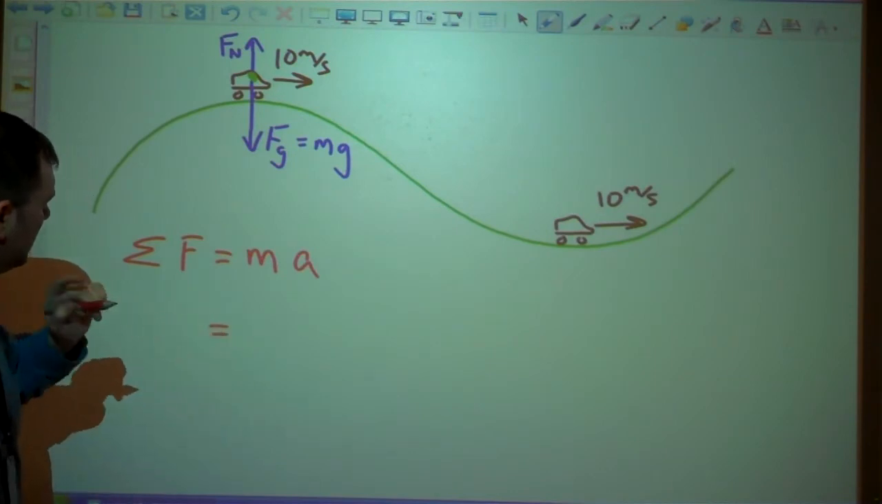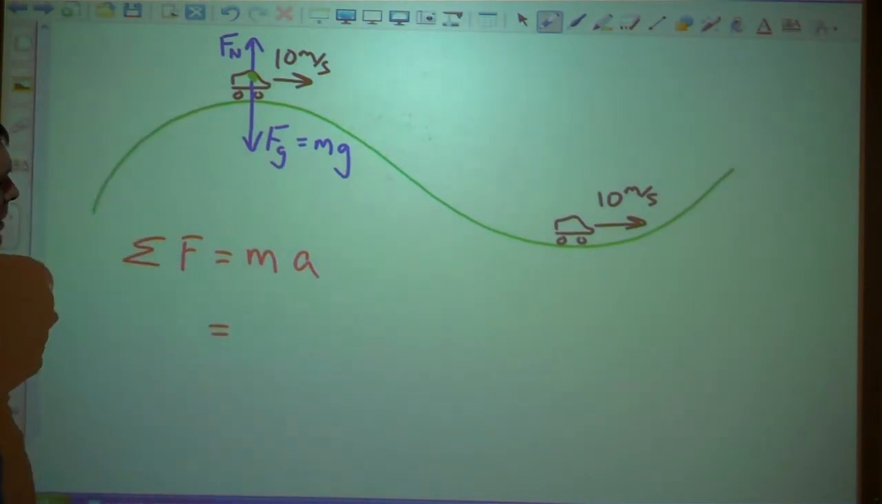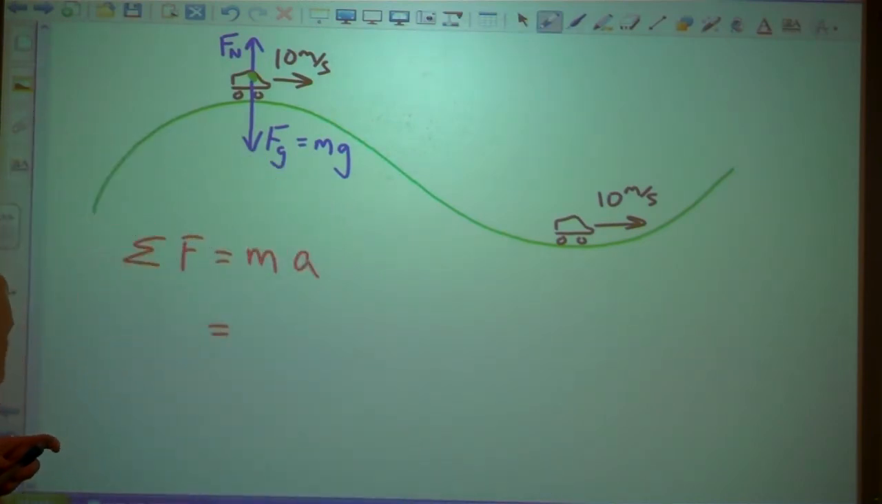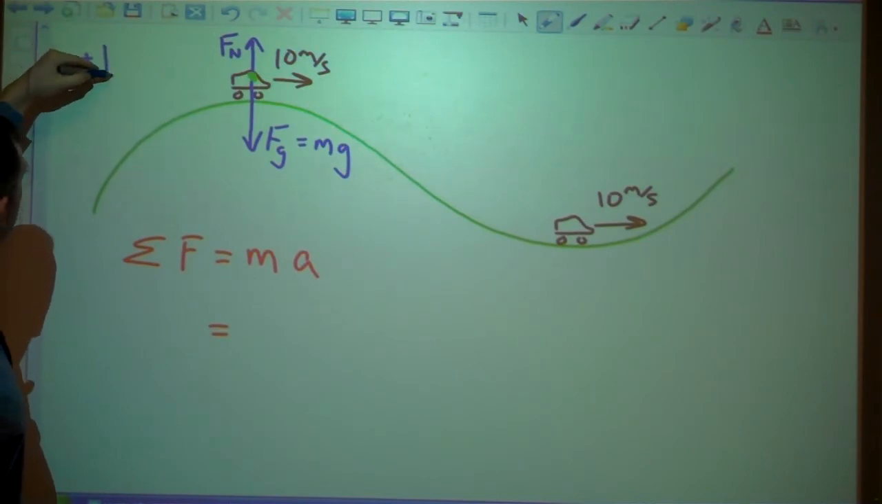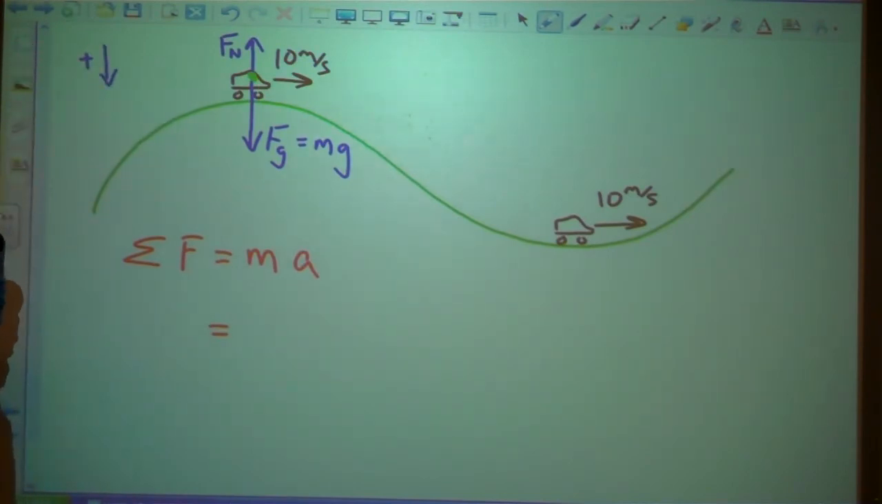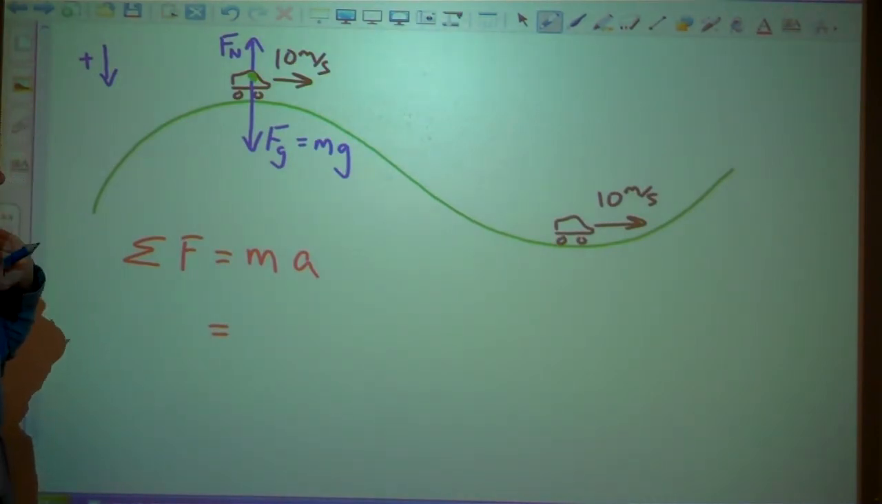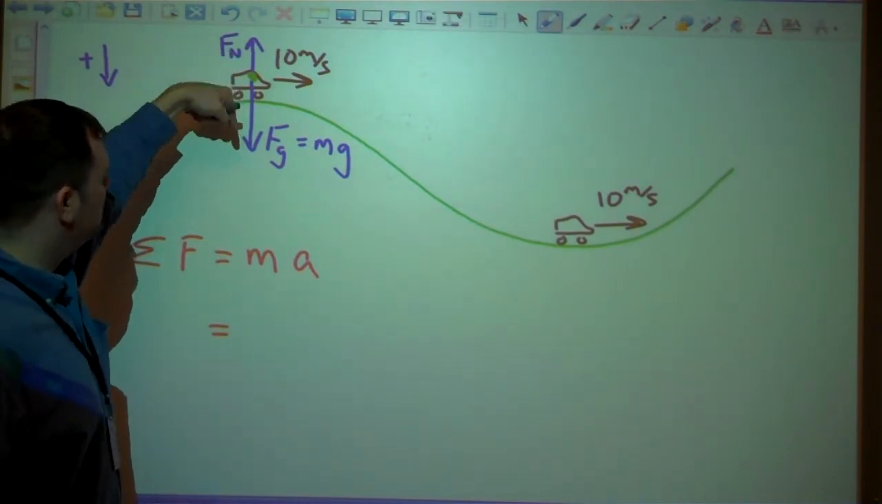Now, before I go any further though, I'm going to write down my net force from the diagram, but before I do that I need to think about my positive direction. And I'm going to make a different way of choosing my positive direction than you're used to. What I'm going to do for this first question is I'm going to make my positive direction be downwards. And the reason why I'm choosing that is that I want a positive acceleration. I know that the direction of acceleration is going to be downwards.